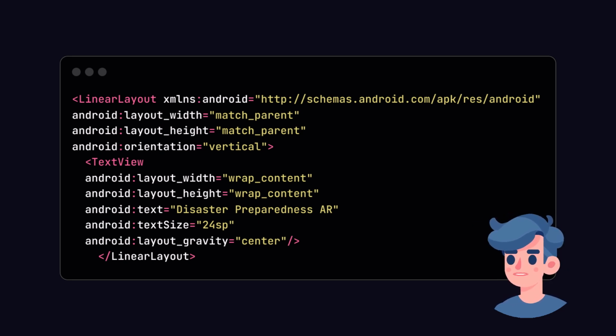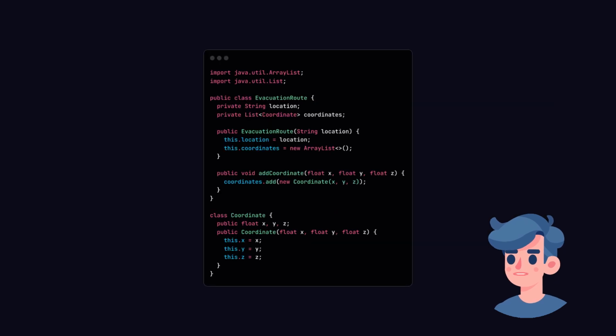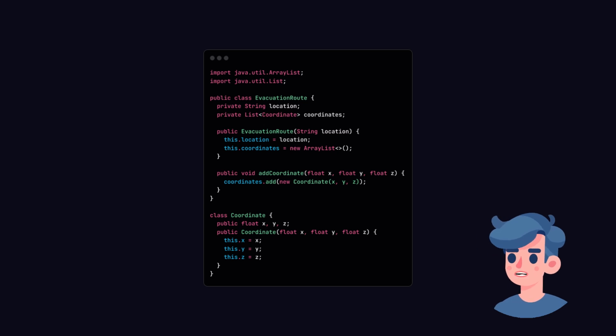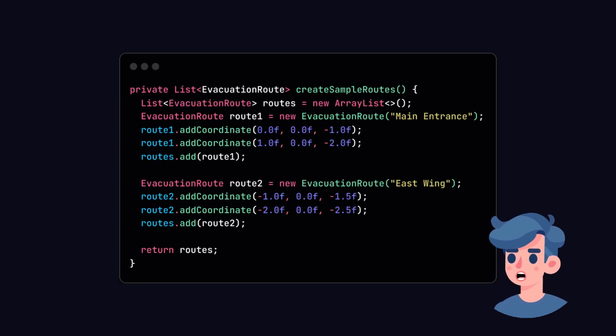Now, we need to create a user interface that allows users to visualize evacuation routes. We will use a simple XML layout file for this. Next, we'll enhance our application by allowing it to draw evacuation routes in AR. For this, we'll define some sample route data. You might want to create a separate data class to manage this data effectively. Now let's simulate the evacuation routes and display these on the AR scene.